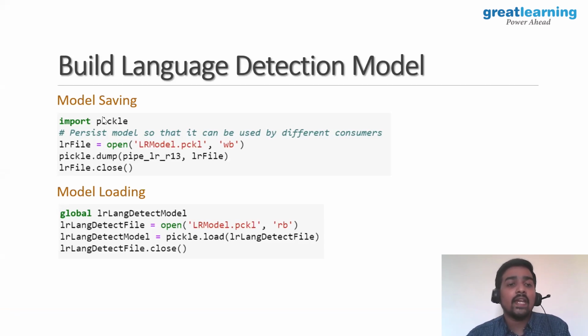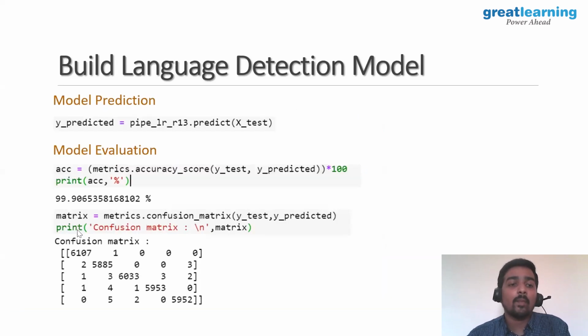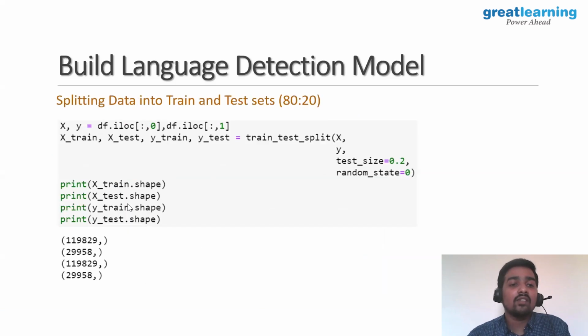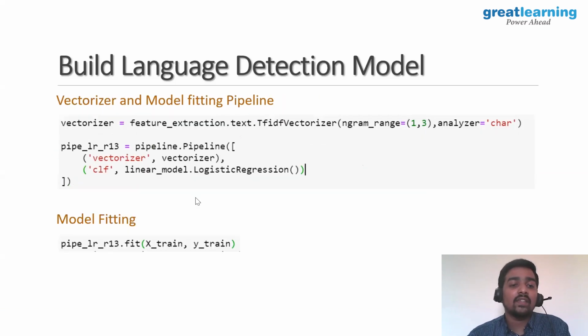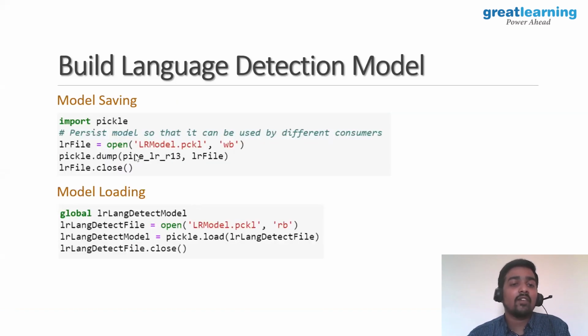You can use the pickle module. Import pickle and save your model. The pipeline which we have used is pipe_lr_r13. We have saved this file with the name lrmodel.pckl, where pckl is the pickle file extension. If you want to load this file back, just create a variable and use the open command. With this you can load back the model which is already saved in your destination folder.